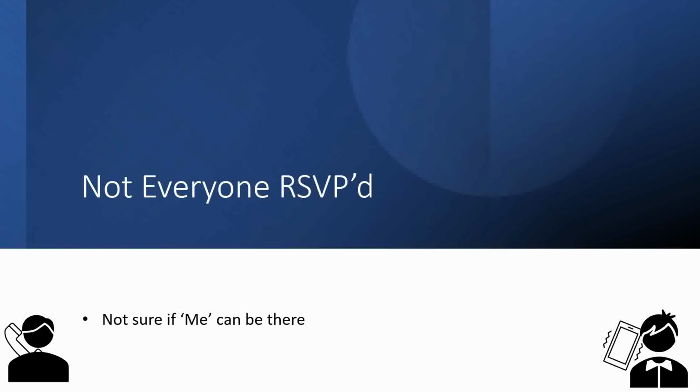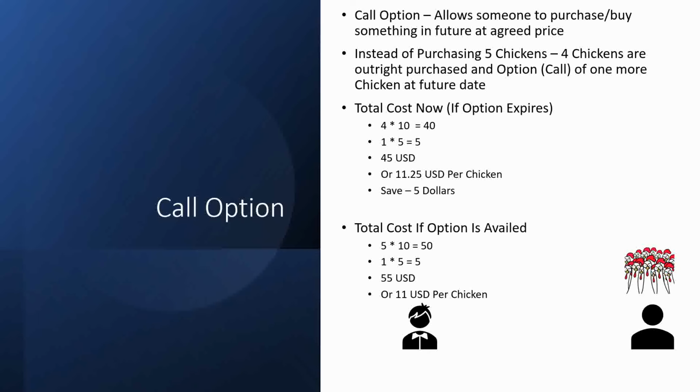Now if my brother calls me and says that he may not be able to make it, or he may be able to make it, then I am in trouble. Why? Because nothing is certain. He may come, he may not come. So what do I do in this scenario? And the savior is a call option.